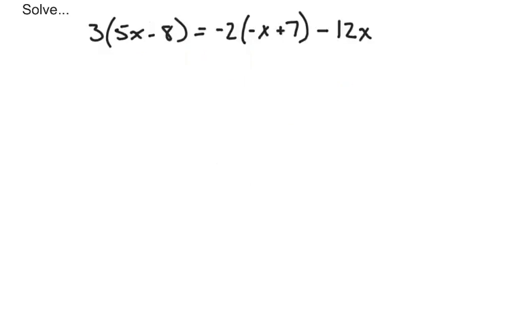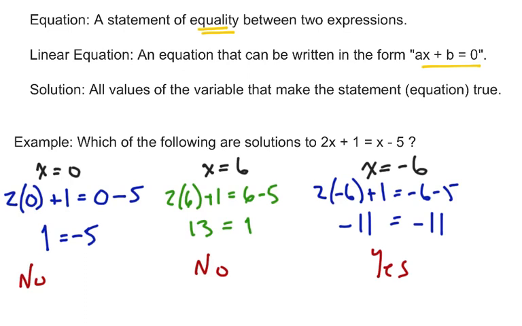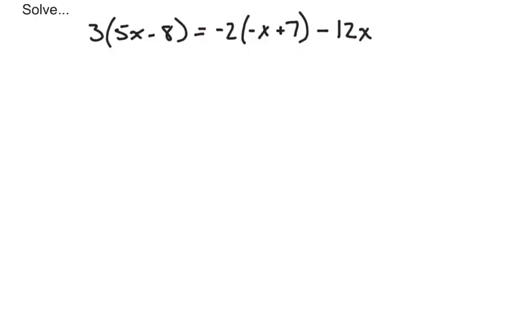What about this? 3 times the quantity 5x minus 8 equals negative 2 times the quantity negative x plus 7 minus 12x. Well, heck, is it even linear? If we go back to our definition, it says a linear equation has to look like ax plus b equals 0. Well, that's a little bit misleading because it really doesn't say that. It says it can be written like that. Can this equation be written like ax plus b equals 0? Well, sure it can.